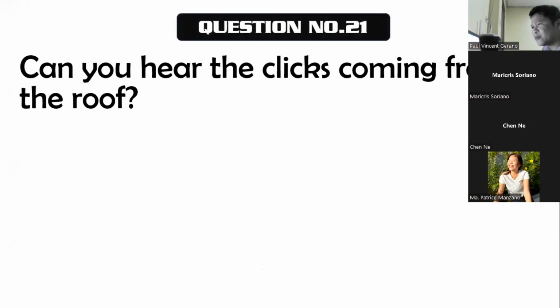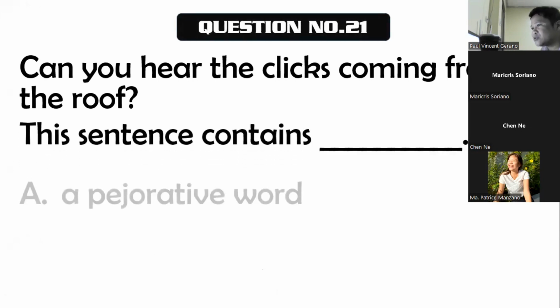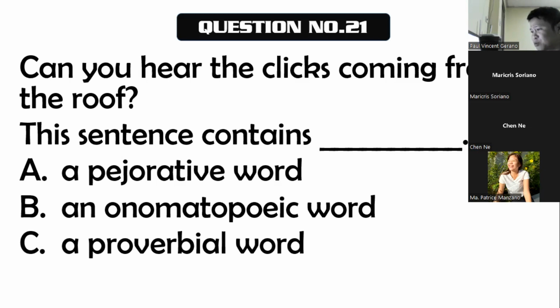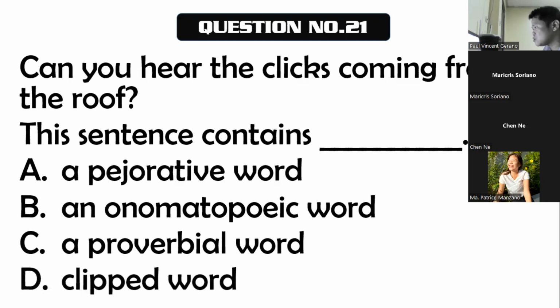Can you hear the clicks coming from the roof? This sentence contains A, a pejorative word, B, an onomatopoeic word, C, a proverbial word, D, a clip word. What is the answer? Correct. Onomatopoeia. Correct answer is letter B. Onomatopoeia, the word resembles the sound. Usually animal noises like oink, meow, roar, or object noises like click and splash.